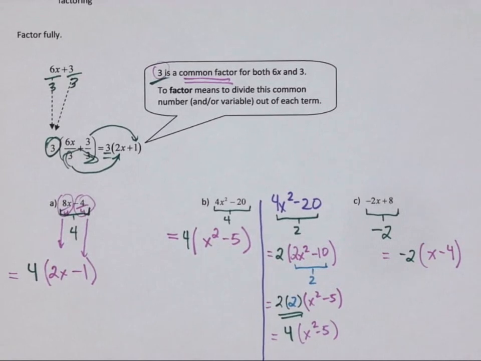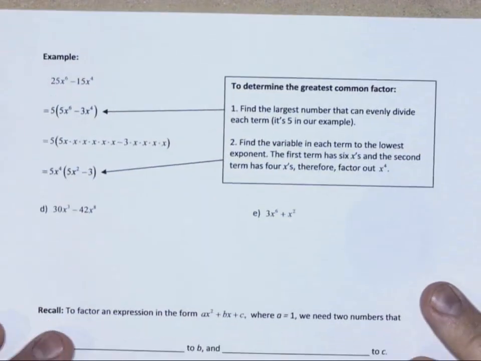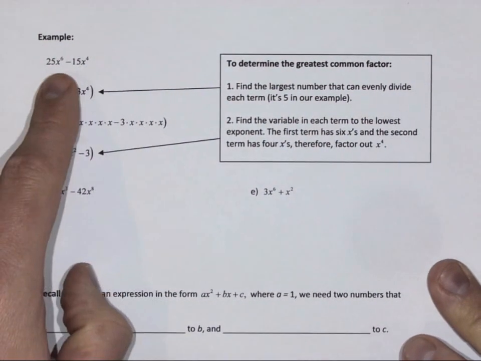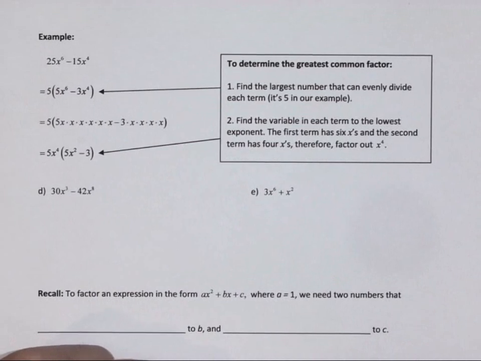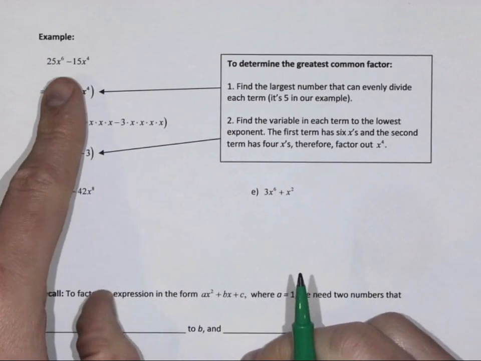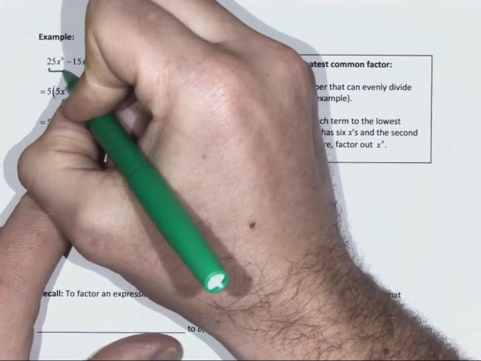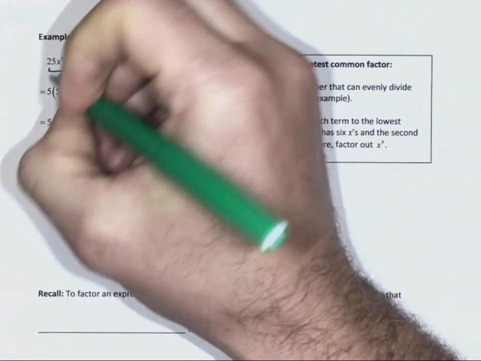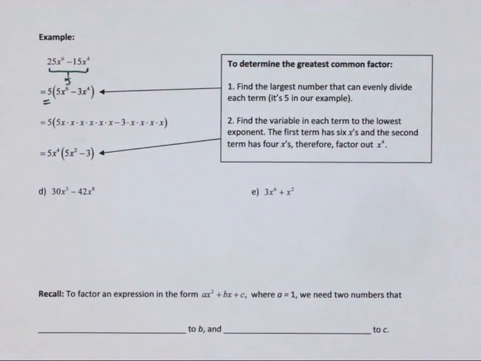Now at the same time, I can factor out more than just numbers. The greatest common factor can also be variables and exponents, or multiple variables. So if we look at this situation, the biggest common factor in terms of number for 25 and negative 15 is 5. So that 5 goes in front.